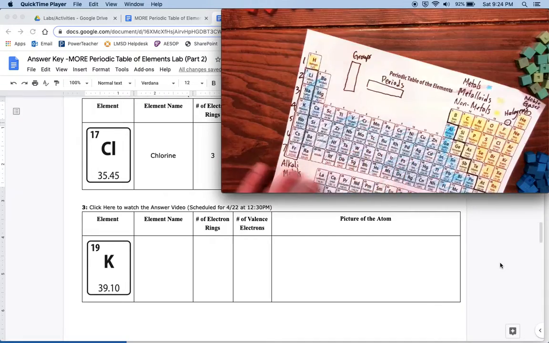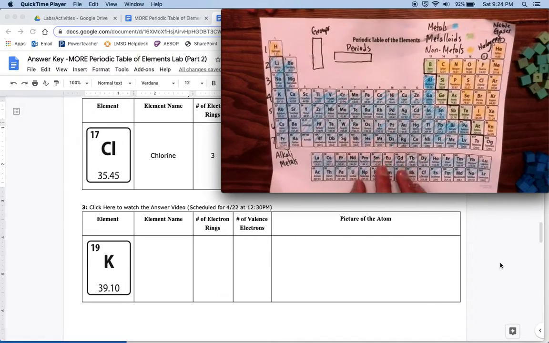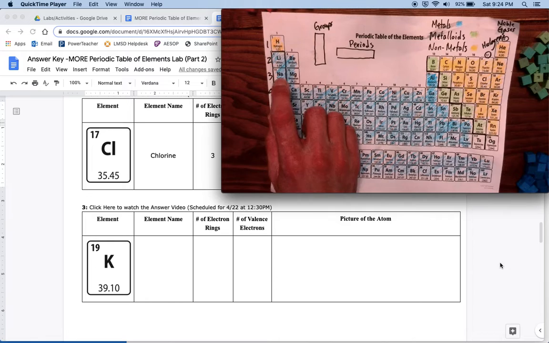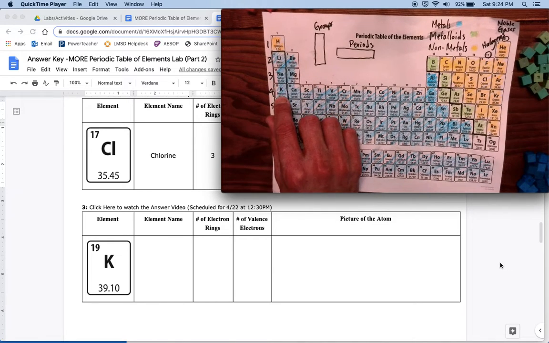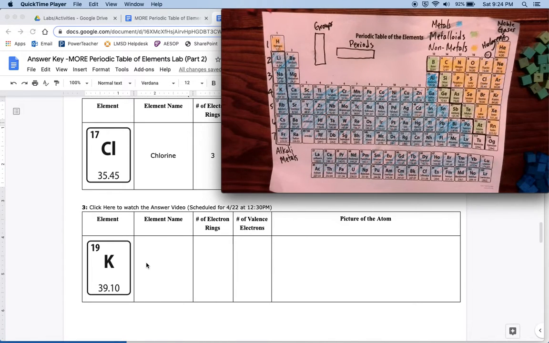So our next one is K, right? And if I look, it's number 19. So 19 right here is potassium, right? So I'm going to put potassium right here.